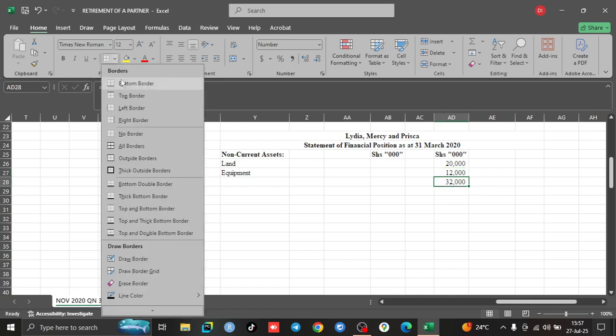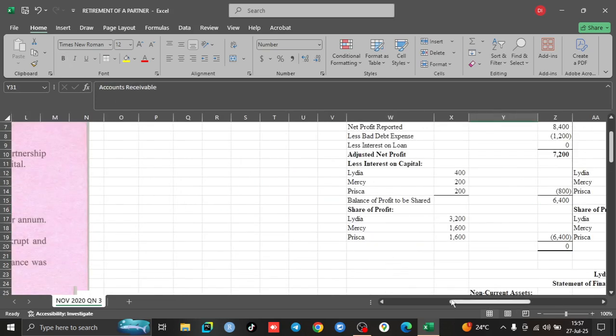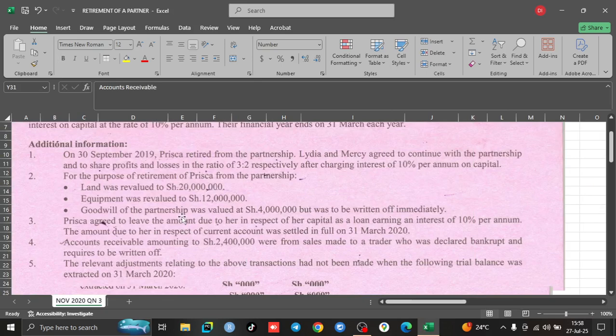Then we proceed to the current assets, which always comprise inventory. Inventory is always closing inventory. Accounts receivable, which you are going to adjust. We have our bank balance. In case of any prepayments, we also include them. But in this specific case, there is none. Let's see whether there is any.